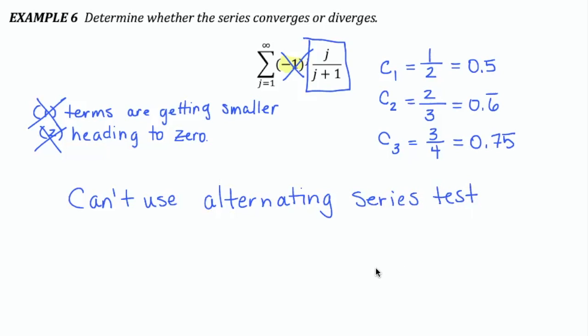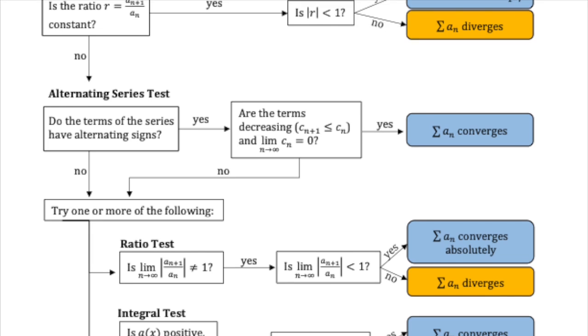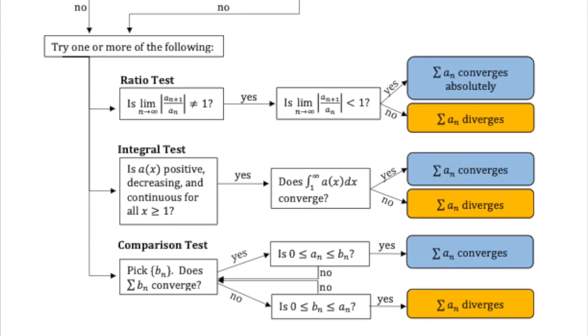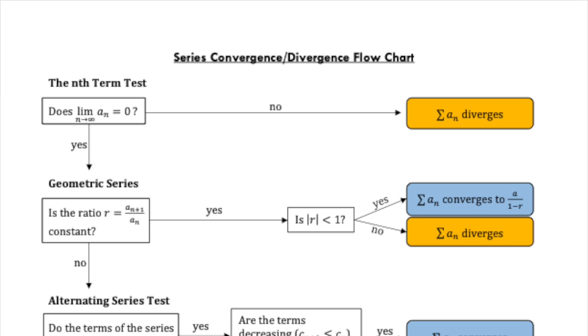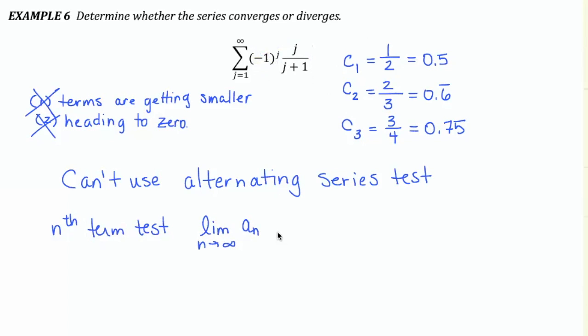So the question then becomes, what do we do instead? And this is where I'm going to introduce something I created for you. This flowchart lists all the different tests that we've learned and gives you a suggested order to go through them and explains what to look for and what the result means. So I'm going to try the nth term test, and I'm going to look at the limit as n goes to infinity of my a sub n's. The C's disregard the signs. However, when I want to apply the nth term test, I need the actual a sub n's.